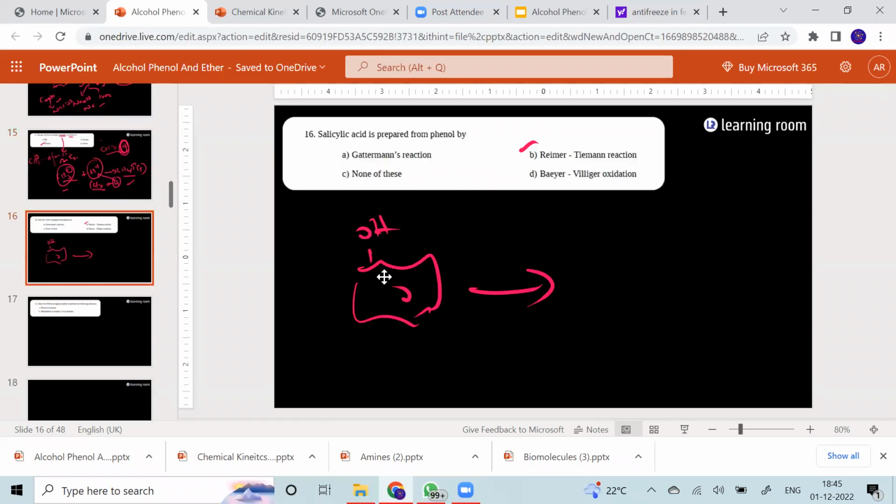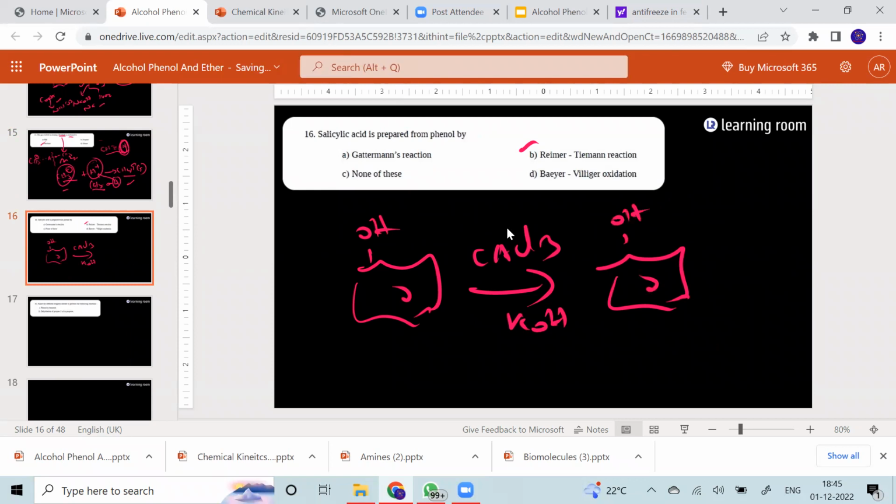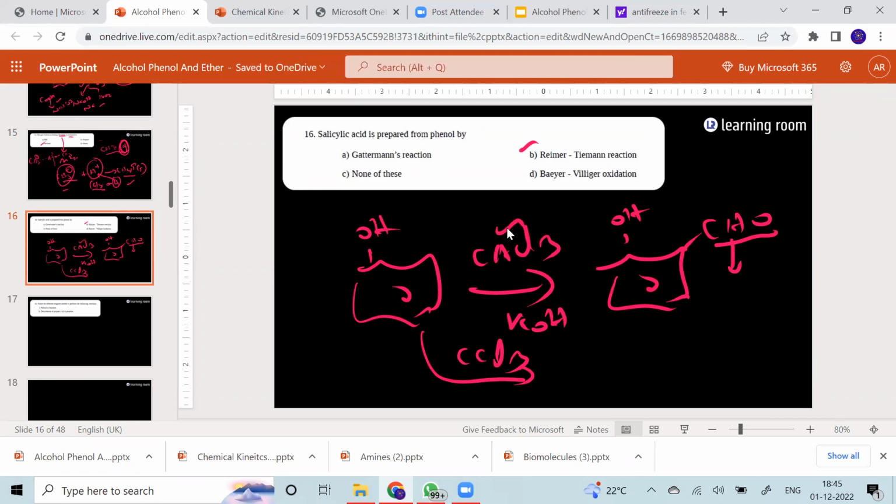Fine. So the Reimer-Tiemann reaction we are seeing. We have to use CHCl3 and KOH, and we know that Reimer-Tiemann is used for salicylaldehyde. But in this case, we are going to produce COOH. Now, how will I put COOH here? For the same thing, if I use CCl4 instead of CHCl3, in the presence of KOH, in that case we will be able to go for COOH here.